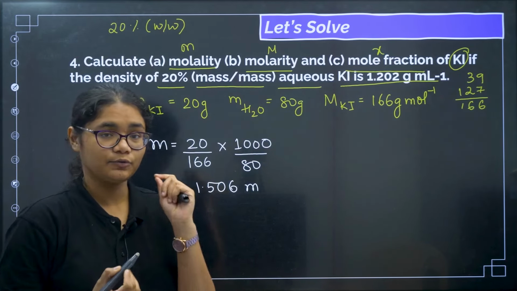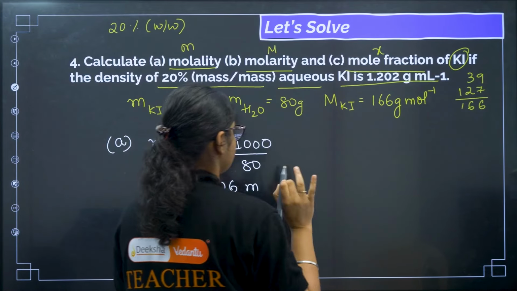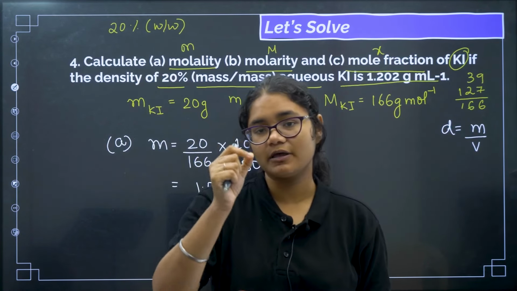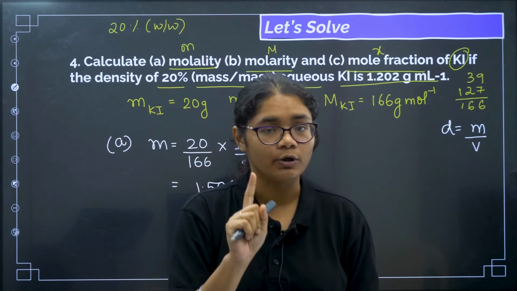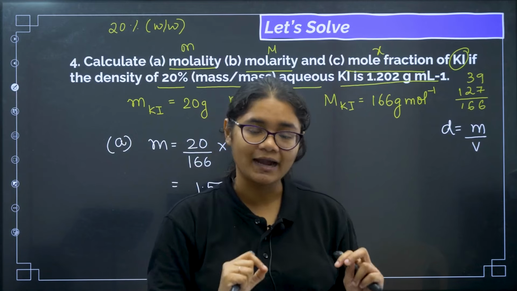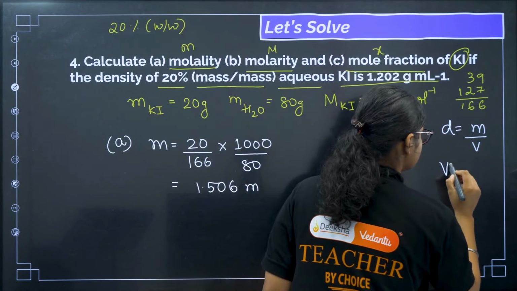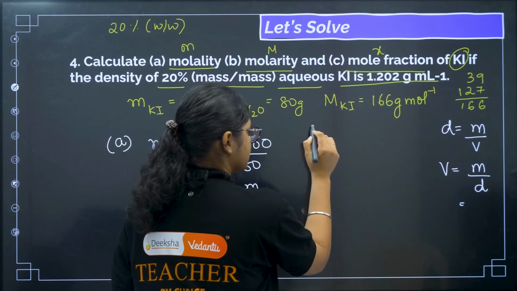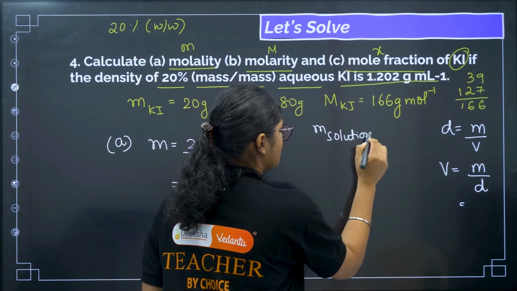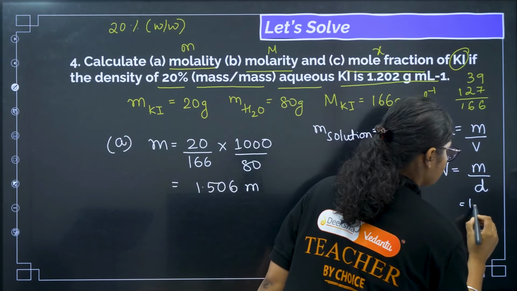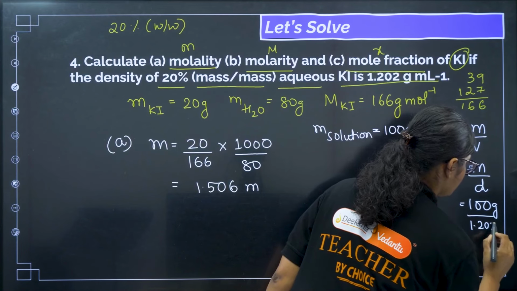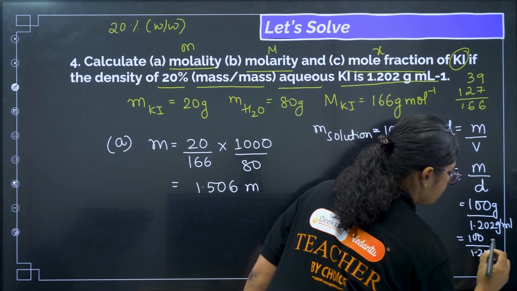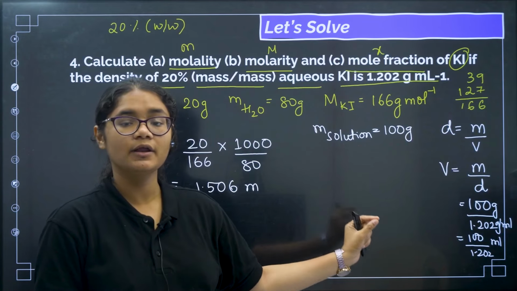Now coming to molarity. Here you need to be very clear about why this density is given. What is the formula of density? Density is equal to mass by volume. For molarity, the formula is number of moles of solute divided by the volume of solution. We need the volume of solution, but nowhere do we have it, so we need to use the data of density. Volume of solution will be mass by density. From the mass percentage we know the mass of solution will always be 100 gram. So I substitute: mass of the solution is 100 gram and density is 1.202 gram per ml, so I get 100 by 1.202 ml. This is the volume of the solution.